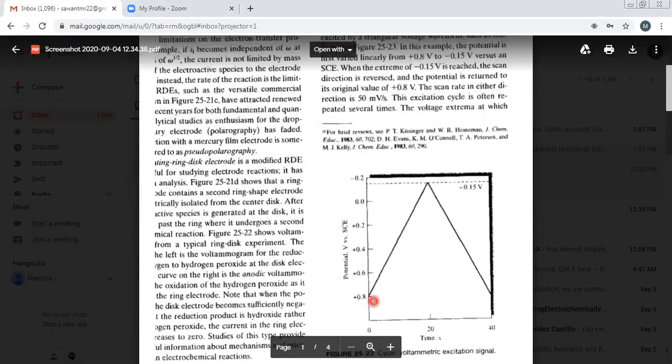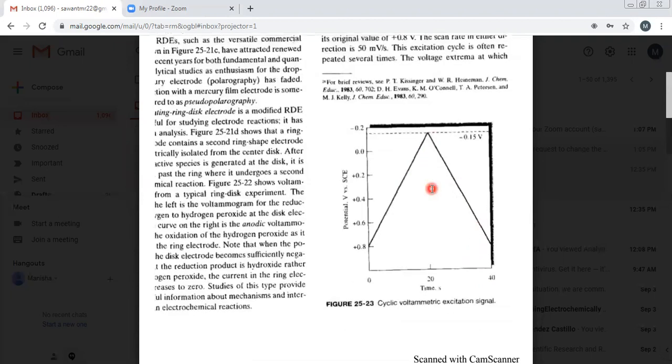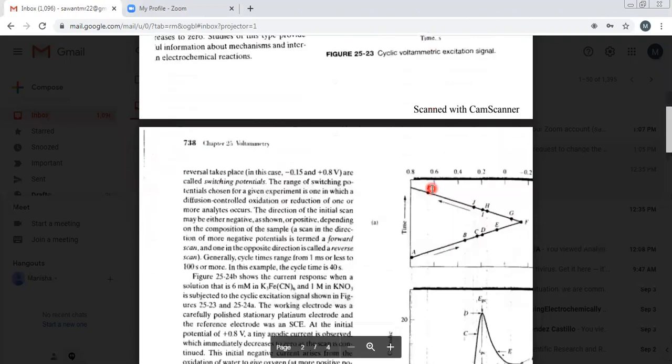Now in this, we said that the cyclic voltammetric excitation signal goes from plus 0.8 volt towards minus 0.15 volt, and there it will be giving a reduction of that analyte in the solution, and when we reverse the potential it will give us the oxidation of the analyte. Okay, the voltage extremum is at around minus 0.15 volt. So this is the way we are going to operate and this is the example that is taken.